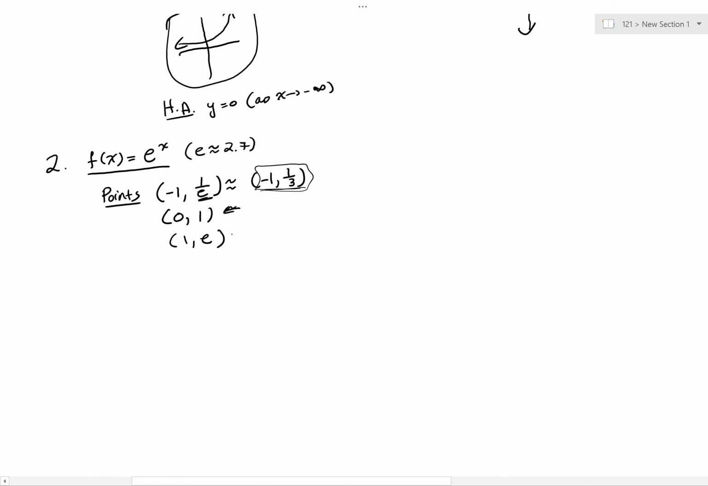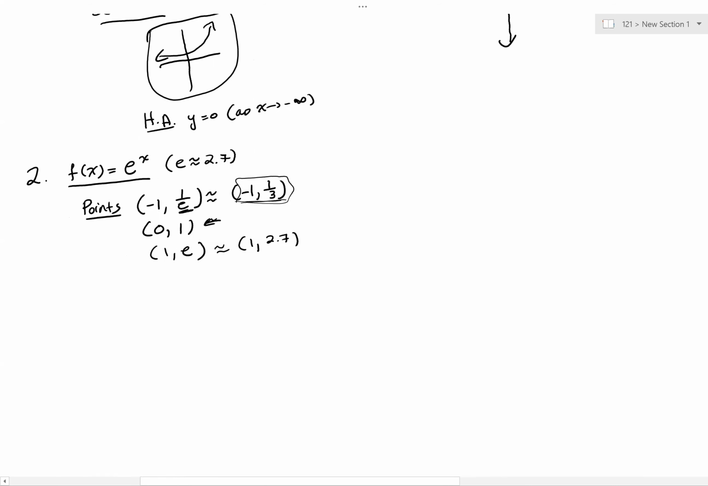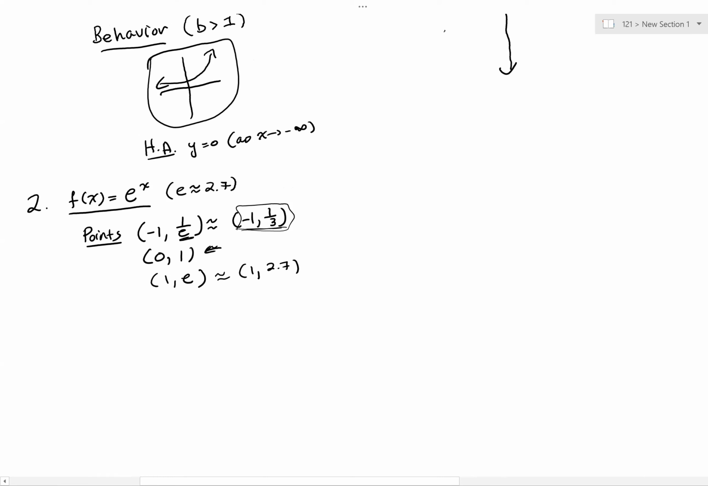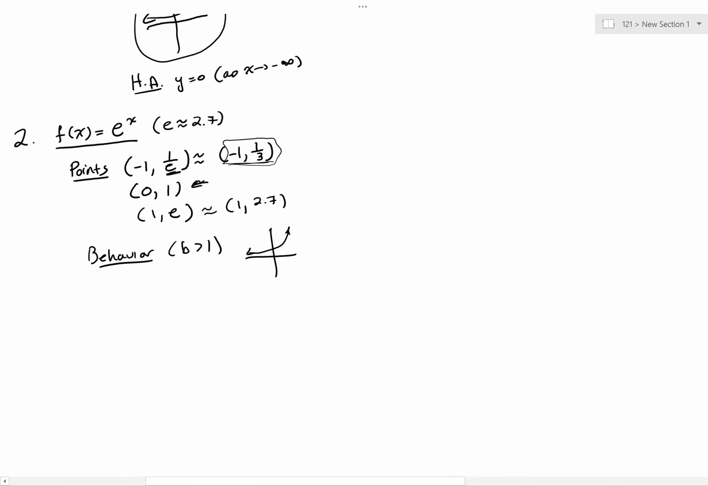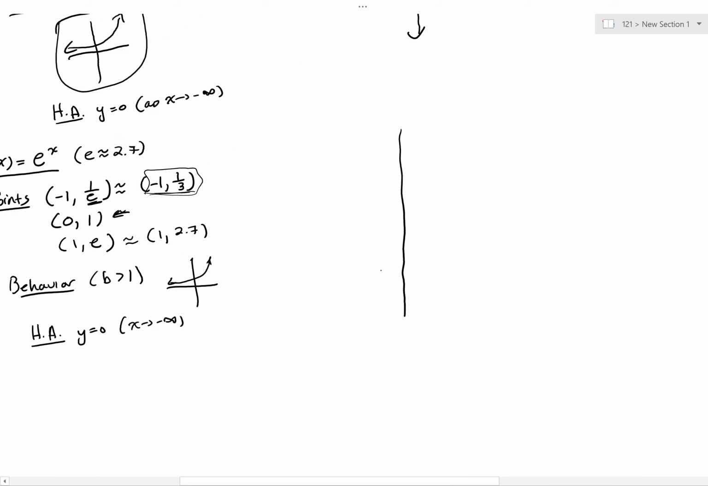So this one, there's no need to approximate. This one, I'll say it's approximately 1 comma 2.7. Again, since the base is larger than 1, it's about 2.7, we're going to have the general behavior be the same as last time. The next example will not be like that. So there's a horizontal asymptote, once again, y equals 0, and that's as x goes to -infinity. So let's plot these points just like before.